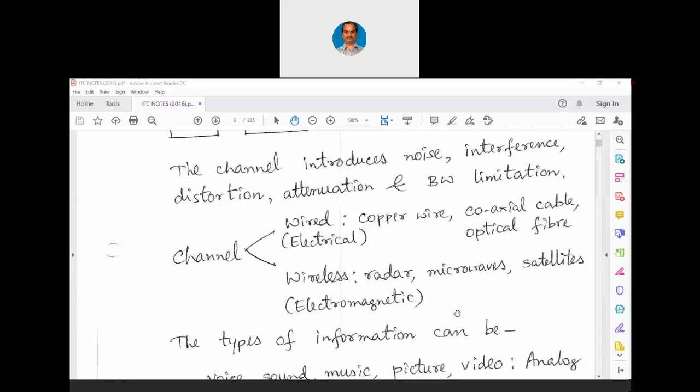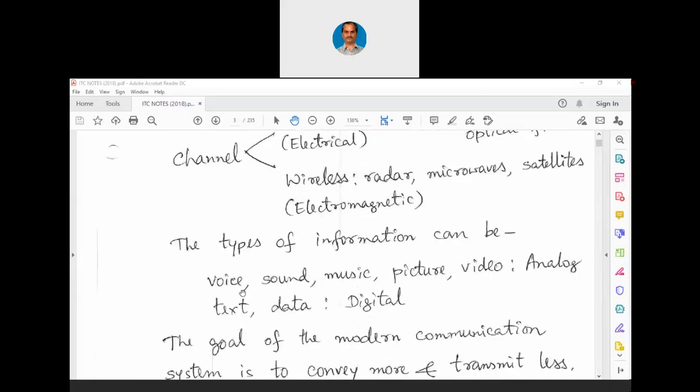But when we are not physically present right now, we are using space as the medium. Space is filled with the gravitational force, and the gravitational force is nothing but part of magnetic force. And we are using antennae to radiate the signal into space, which means it's an electromagnetic spectrum there. We are using electromagnetic waves as the carrier waves for communication purposes. So the channel can be a wired channel or wireless channel, and the types of information can be voice, sound, music, picture, video.